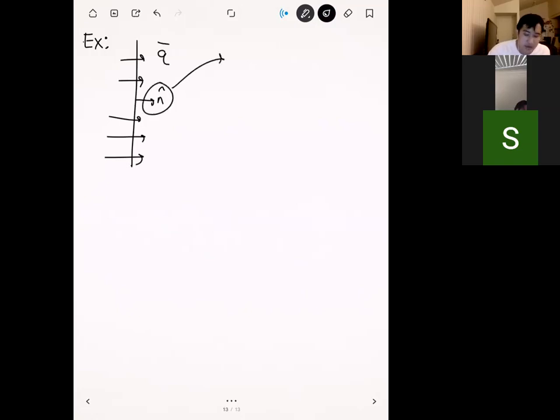Just as an example, to show you how to evaluate this term, let's take a domain where we have just a vertical face, like this. Let's say that we have a heat flux q bar coming out like this. Let's take n hat and evaluate its components. Since our face here is perfectly vertical, our normal vector is just a unit vector in the x direction.